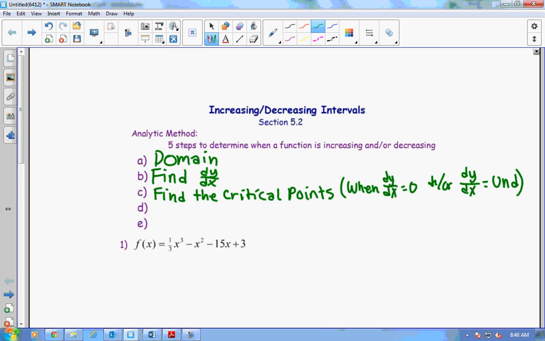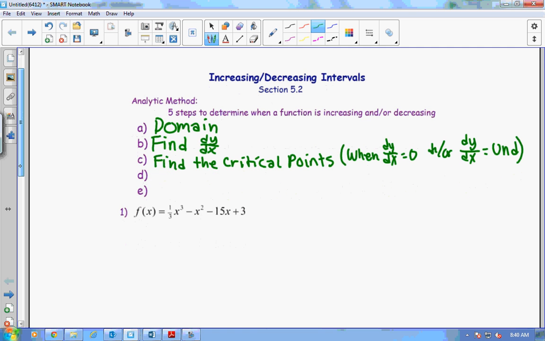Okay? Part D, we'll use a number line to find where we're increasing and decreasing, or where the velocity function is positive and negative. Use a number line to find where dy dx is positive and negative, and then we'll get the answer.